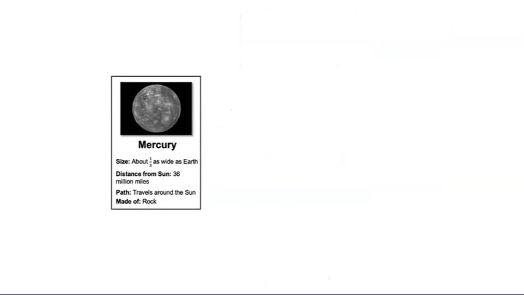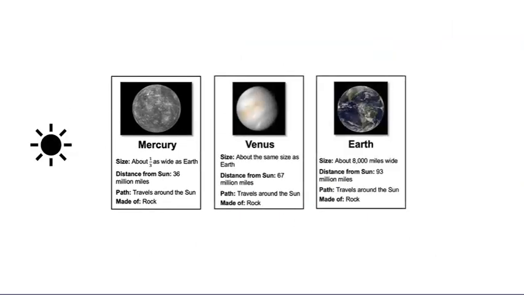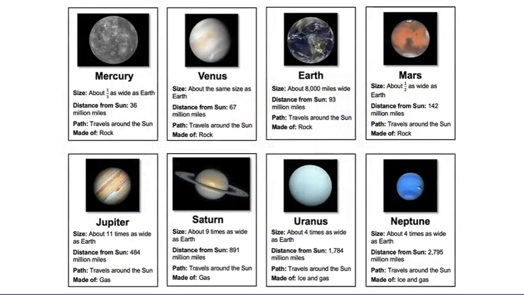We can start with Mercury, which is closest to the Sun. Next comes Venus, and then Earth. Which planet should we put after Earth? Mars comes next, at 142 million miles away from the Sun. Jupiter is 484 million miles away. And Saturn is 891 million miles away. We have 2 planets left. Which comes next?